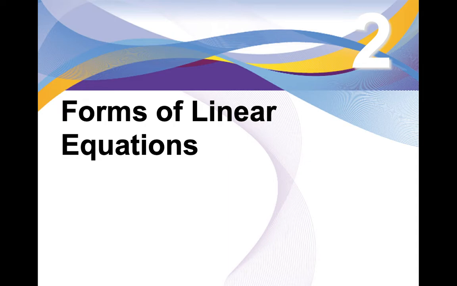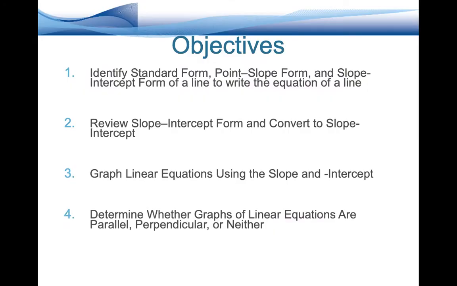The lesson for today, involved with the previous lesson about slope-intercept form, is the different forms of linear equations, in which slope-intercept form is one of those three forms. So what we're going to look at is standard form, point-slope form, and slope-intercept form, and identify them. We're going to review the slope-intercept form and convert to slope-intercept form.